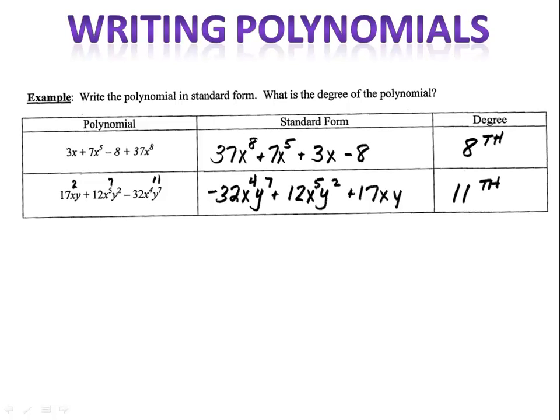Remember, the degree is given by the sum of the exponents if you have two variables. 17xy has a degree of 2. 12x to the 5th y squared has a degree of 7. 32x to the 4th y to the 7th has a degree of 11. And we simply put them in order from the highest degree down to the lowest degree. By the way, the degree of the polynomial is 11 because it has the largest degree being 11.